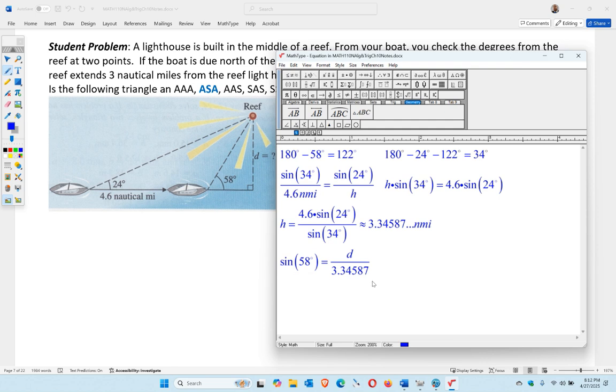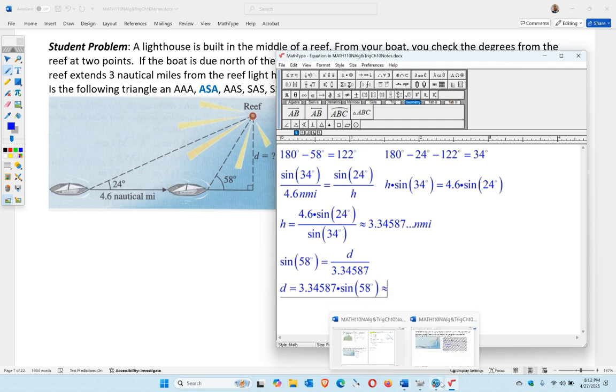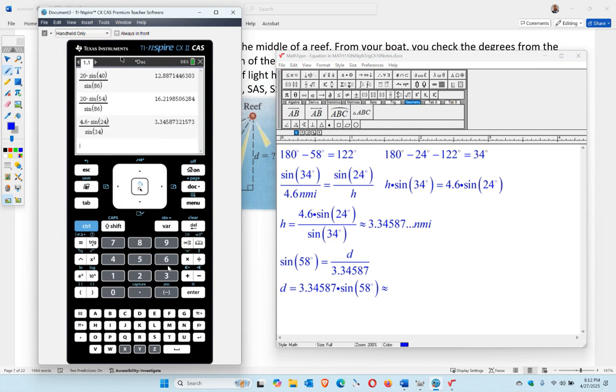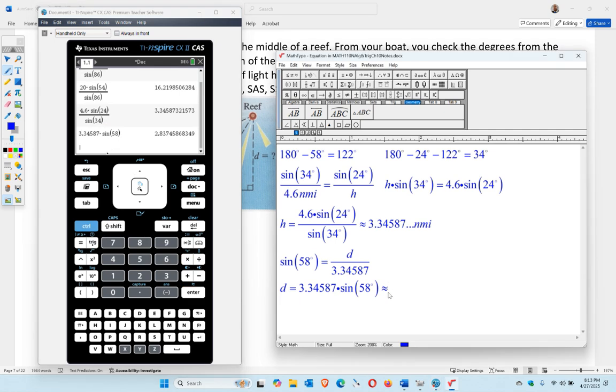So basically, d equals this number, because I'm going to multiply that number on both sides times this, right? All right, so that's going to be approximate. All right, so what should we get here? So that number, 3.34587 times the sine of 58. So I get about 2.837. That's good enough. Nautical miles.